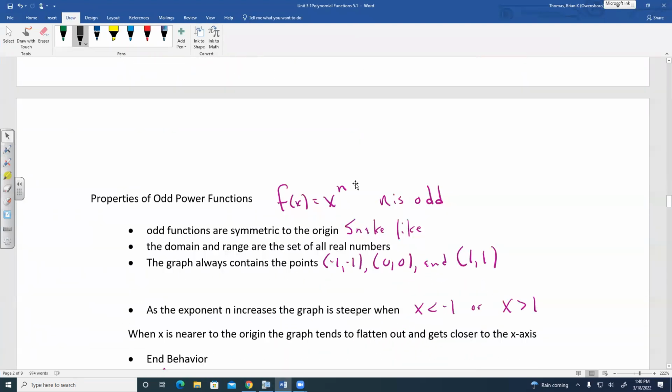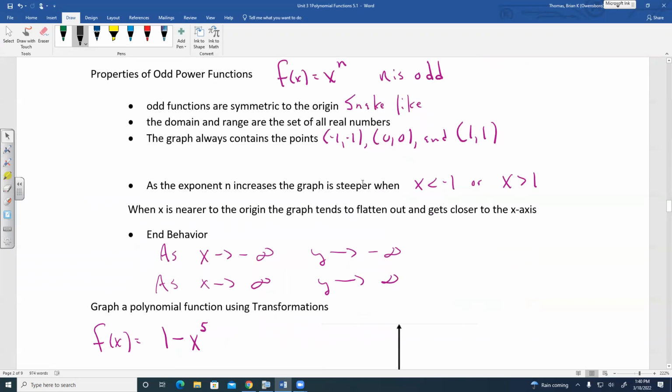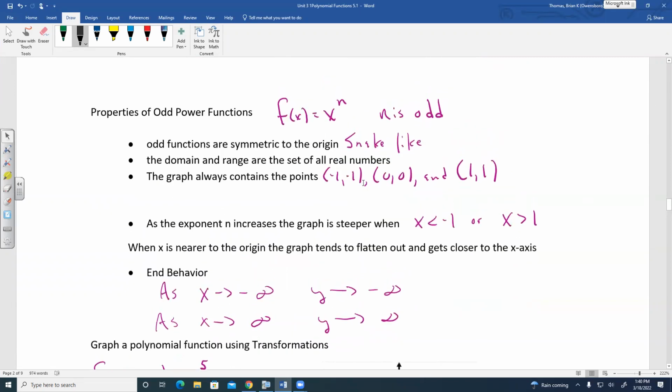So the other thing we've got going on is what's called the odd power functions. Odd power functions, the exponent is now going to be an odd number, like 1, 3, and so forth and so on. Odd functions are going to be symmetric to the origin. And remember, especially when we talk about 3, 5, and so forth, those are going to be snake-like. Remember, degree 1 is a line, but degree 3 will be more snaky.